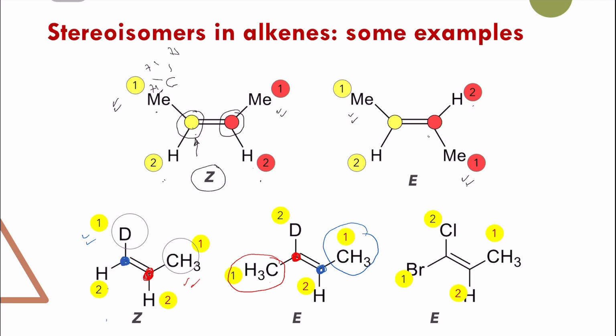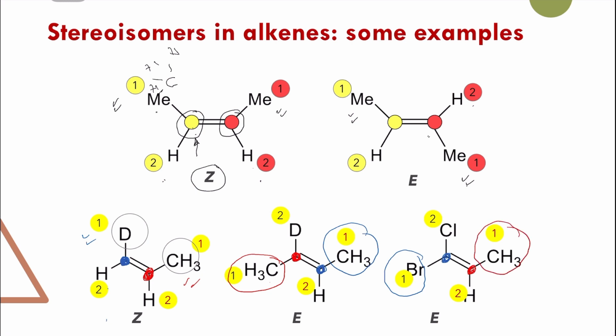The last one, again, look at the first carbon, the blue now. There is a bromide and chloride. Bromide is given priority. The other carbon, the red one, has hydrogen and methyl.